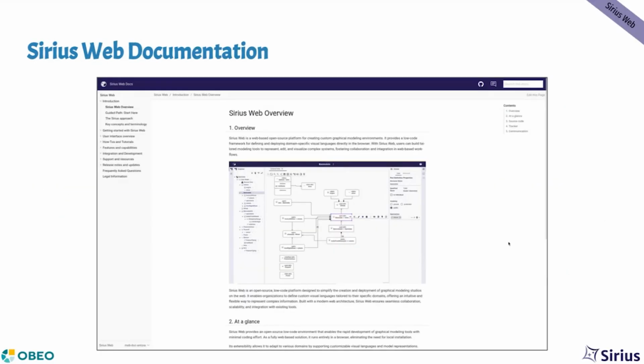As the platform grows, the documentation becomes more and more important. Good documentation is essential for both users and developers. It helps people discover features, understand how to use them, and adopt the platform more efficiently. The Sirius Web documentation will be available during the next iteration.